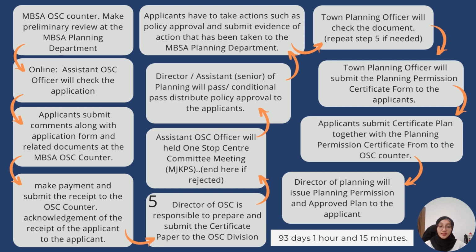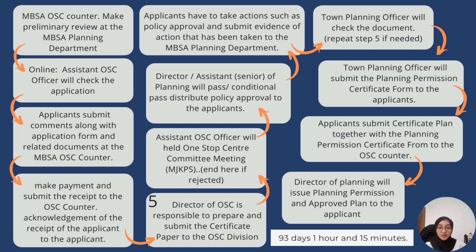If the application is passed, Director or Assistant Senior of Planning will pass or conditional pass and distribute policy approval to the applicants. Applicants have to take actions such as policy approval and submit evidence of action that has been taken to the MBSA Planning Department. Next, Town Planning Officer will check the document. If needed, step 5 has to be repeated.